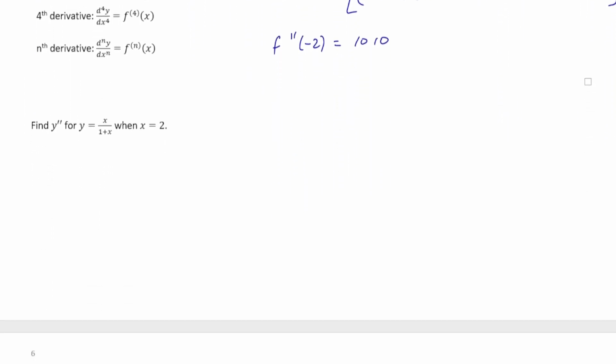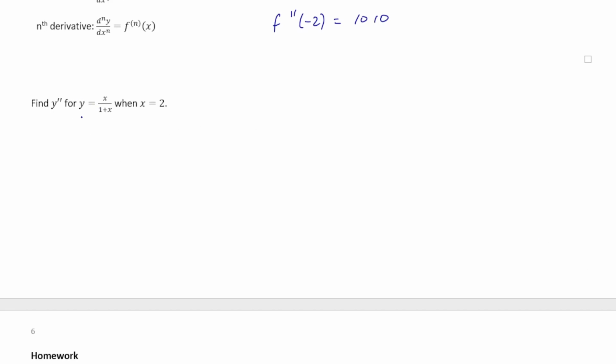Looking at this next one over here, it's asking me to find the second derivative of this function and evaluate it when x is equal to 2. All right, so let's find the first derivative, dy/dx. To find the first derivative, I'm going to use the quotient rule. So I'm going to say 1 plus x, the denominator function, times the derivative of the numerator, which is 1, minus the derivative of the denominator, that's just 1, times the numerator function, which is just x, all over the denominator function squared, so (1 plus x) all squared.